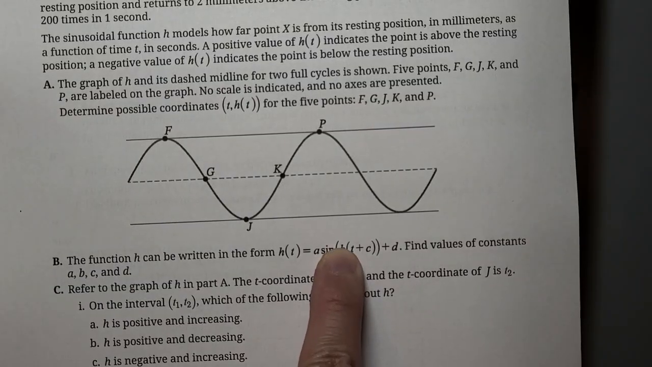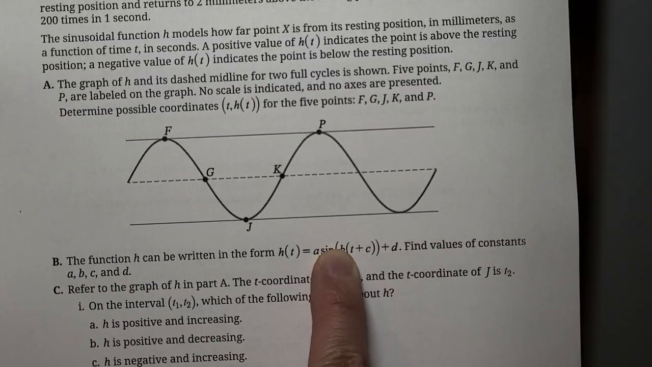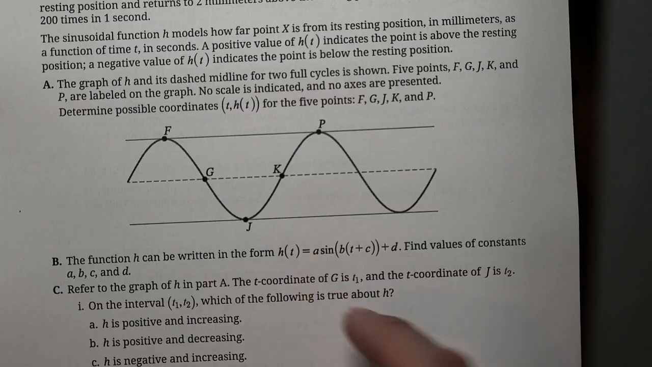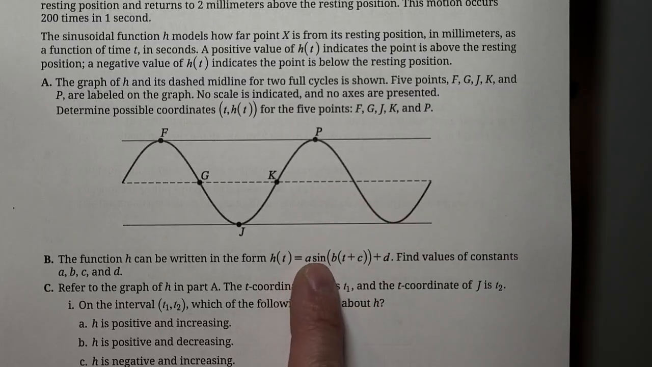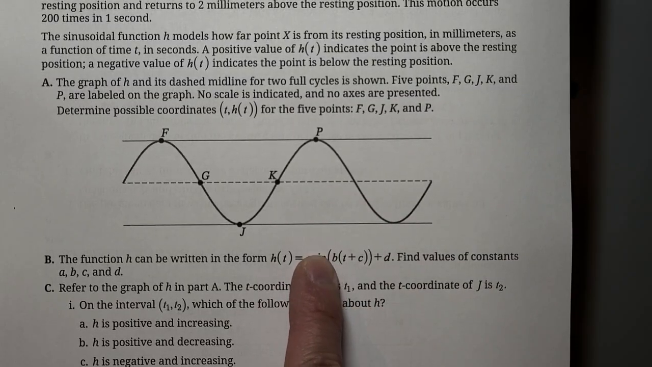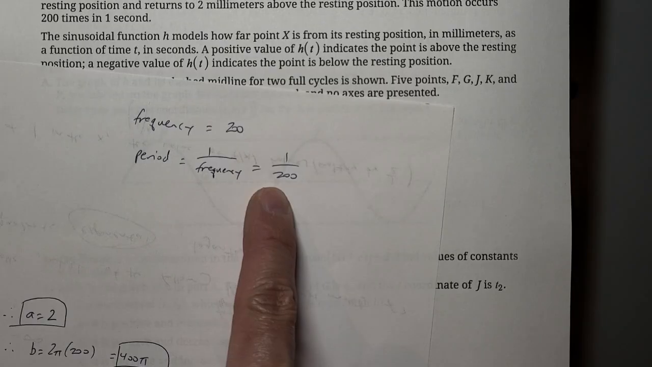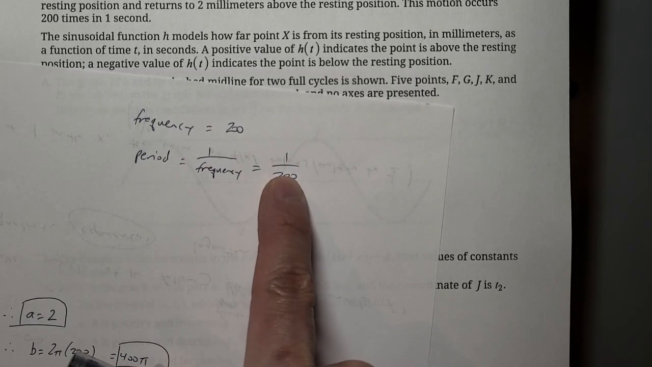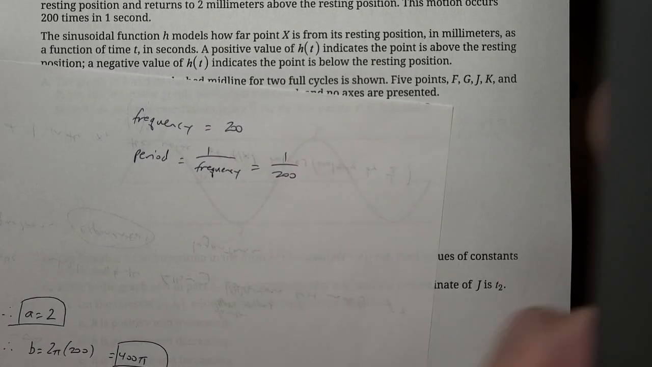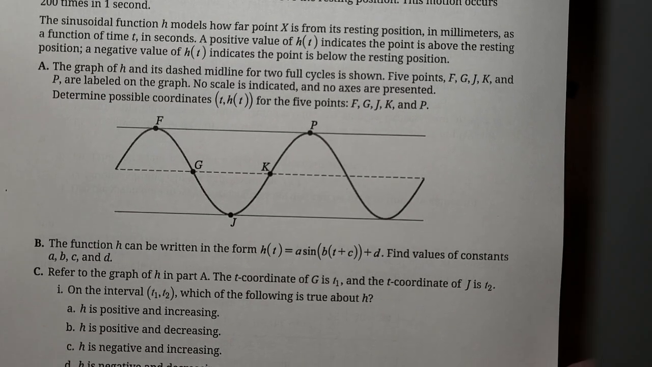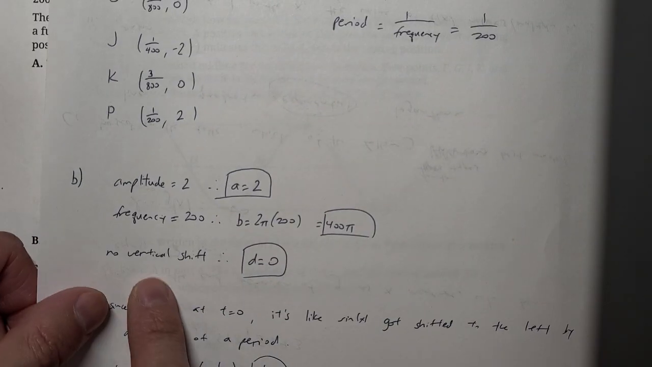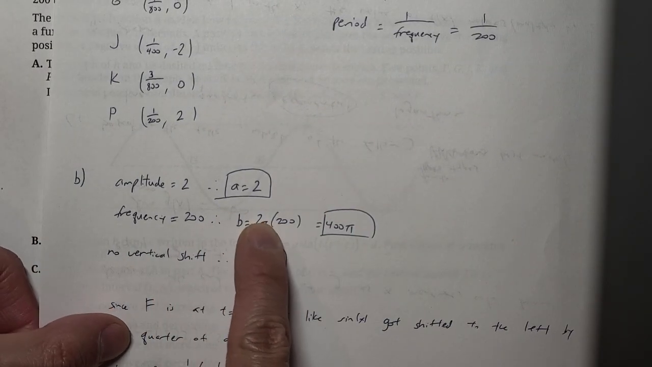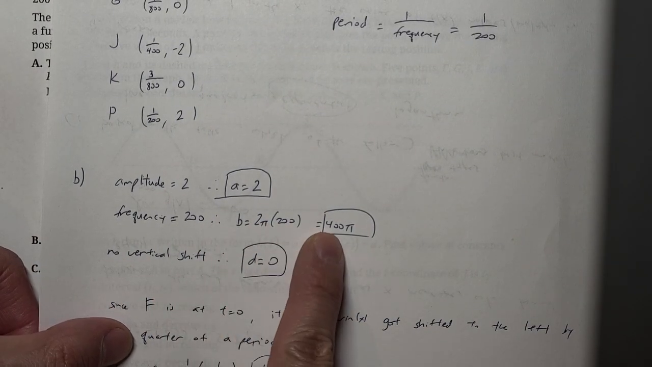B is the angular frequency. If that doesn't make any sense to you, remember the period is 2 pi over B. Since we have the period, this equals 2 pi over B, so we can find what B is. Or if you know what angular frequency is, B is just 2 pi f, where f is the frequency. So B is 400 pi. This is the easier way to find it, in my opinion.